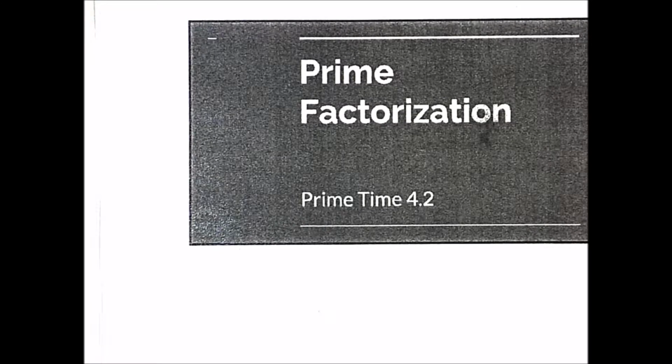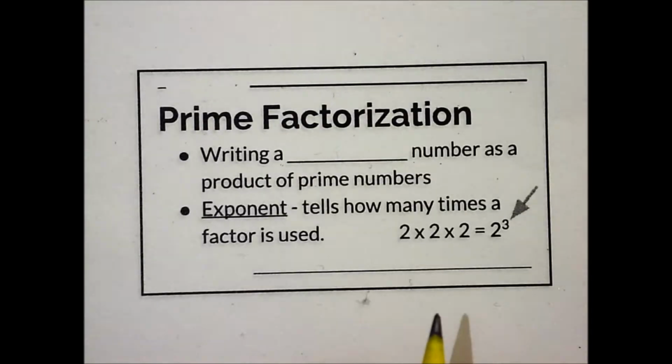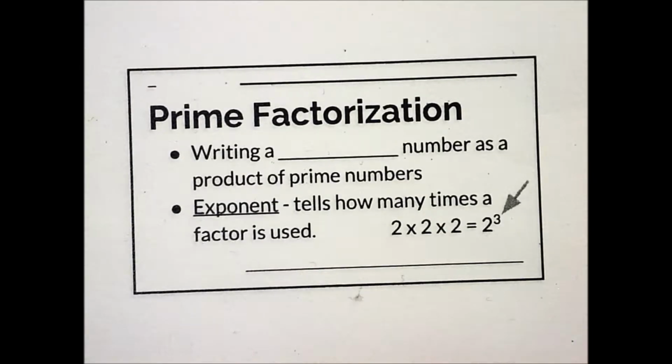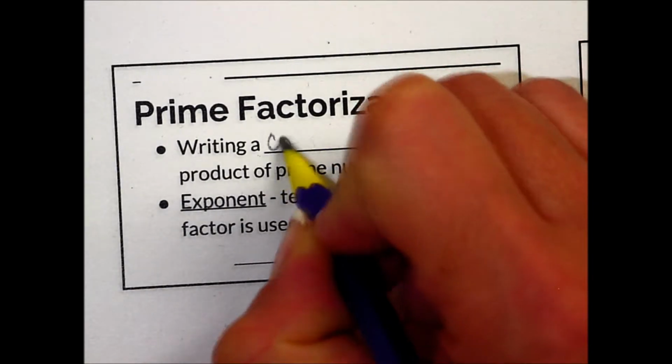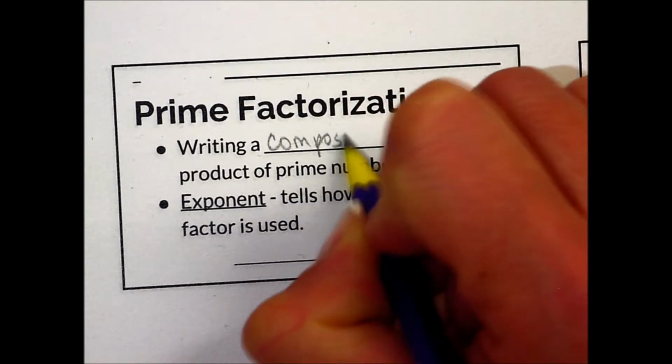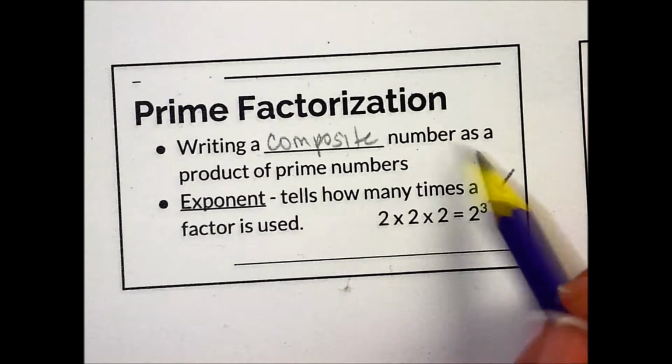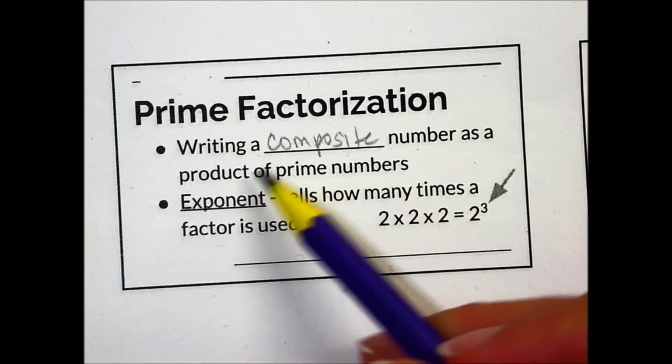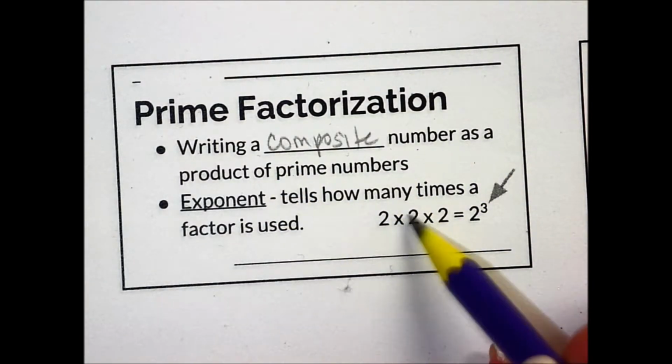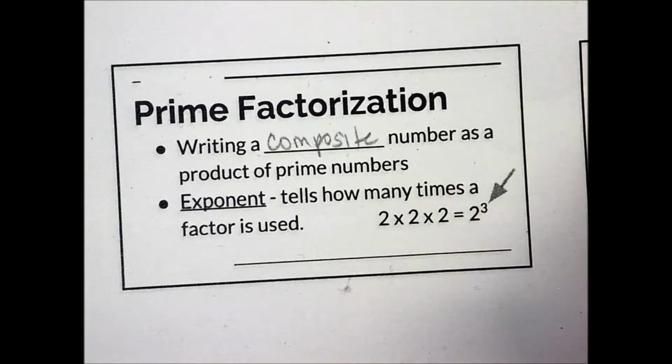Today's lesson is on prime factorization. Prime factorization is writing a composite number as a product of prime numbers. So since we're using this word product, that means we will include the multiplication symbol in our answer.